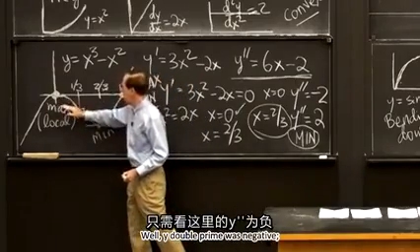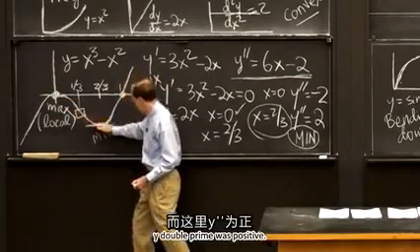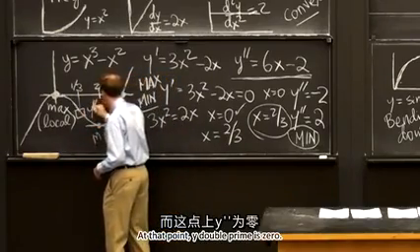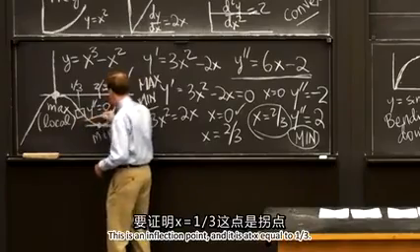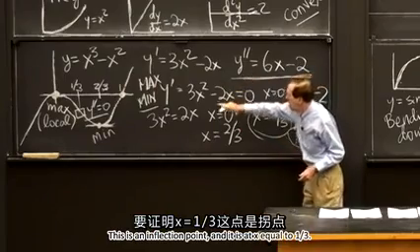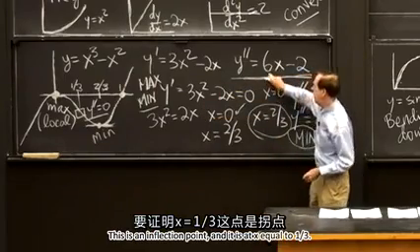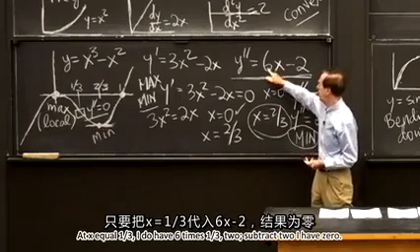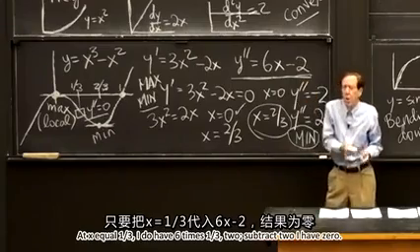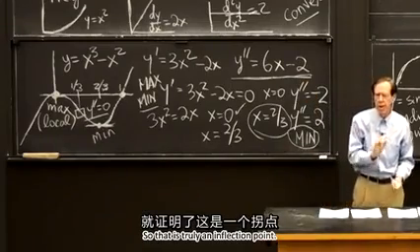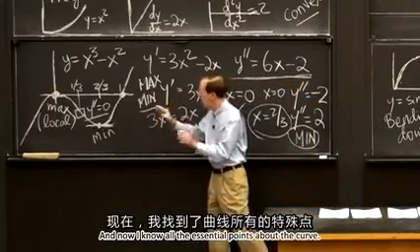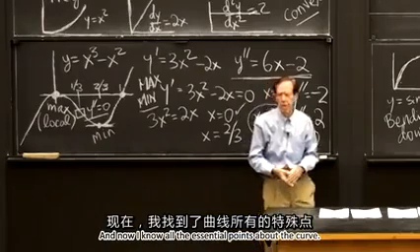Well, y double prime was negative. Y double prime was positive. At that point, y double prime is 0. This is an inflection point. And it is. At x equal to 1/3, I do have 6 times 1/3, which is 2, subtract 2, I have 0. So that is truly an inflection point. And now I know all the essential points about the curve.